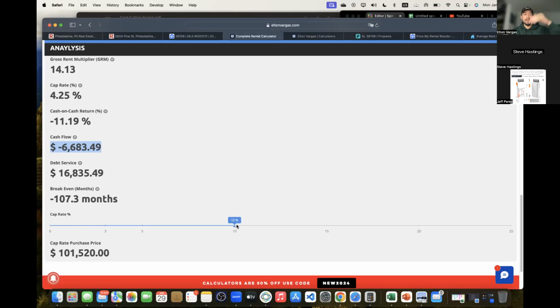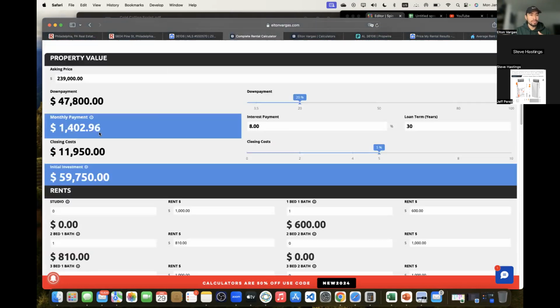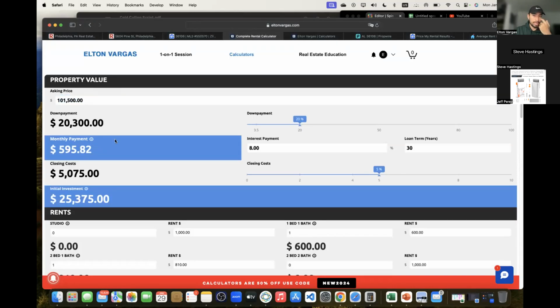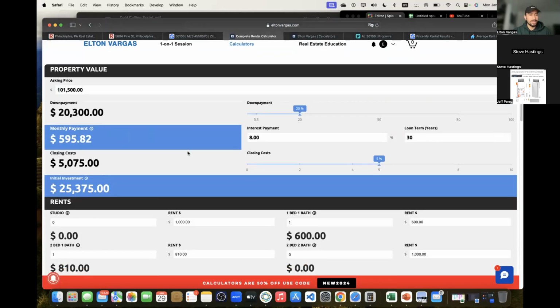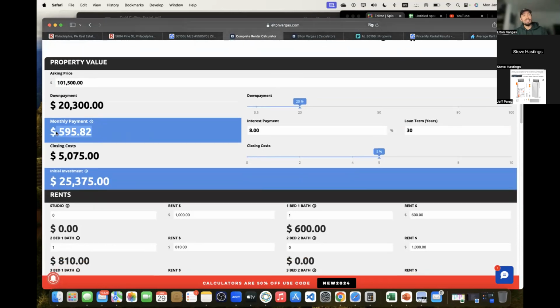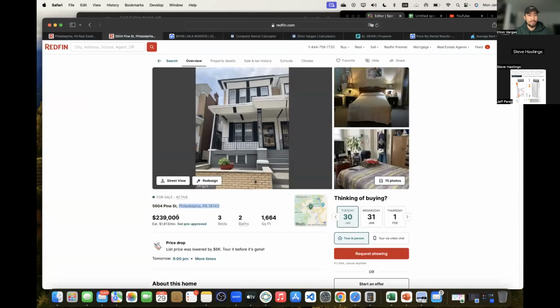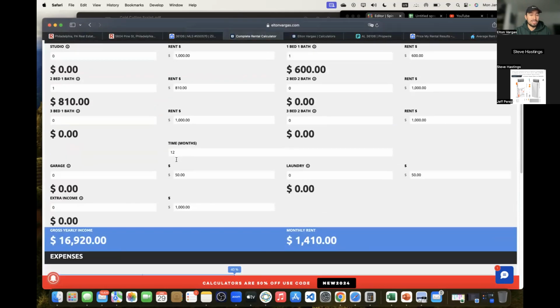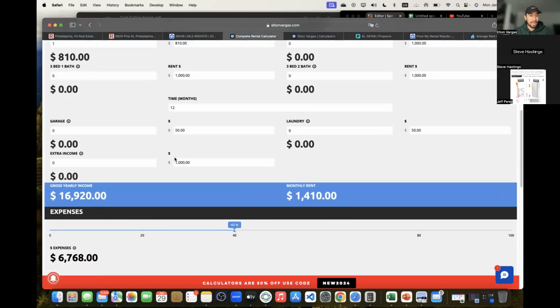The higher the cap rate, the lower the price I'm buying the property at. So this will be the price that I need to purchase the property at for a 10% cap rate. Now, if I go back and put that same number into the asking price, what was it, $101,500. So let's say I get it for $101,500 on the contract. My monthly payment significantly dropped from there. It is half off from the $239,000 the sellers and the agent are asking. But in all reality, the property is just not cash flowing a lot, and I'm losing around $6,000 every single year.